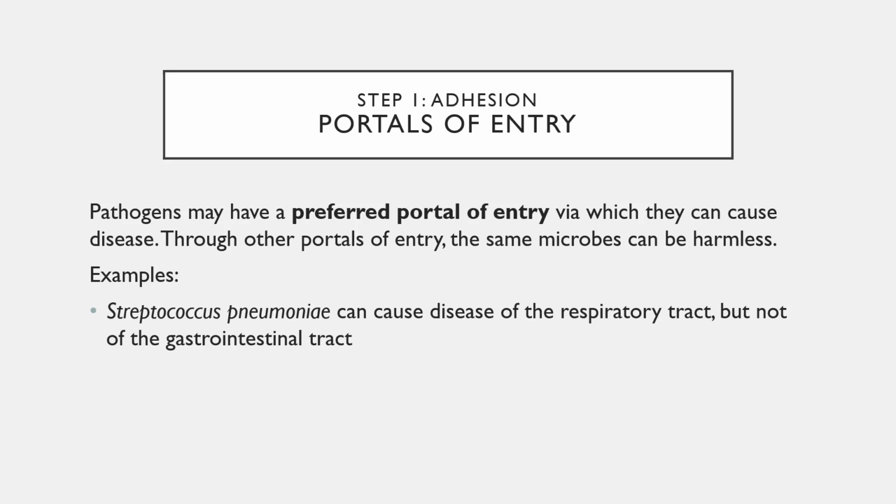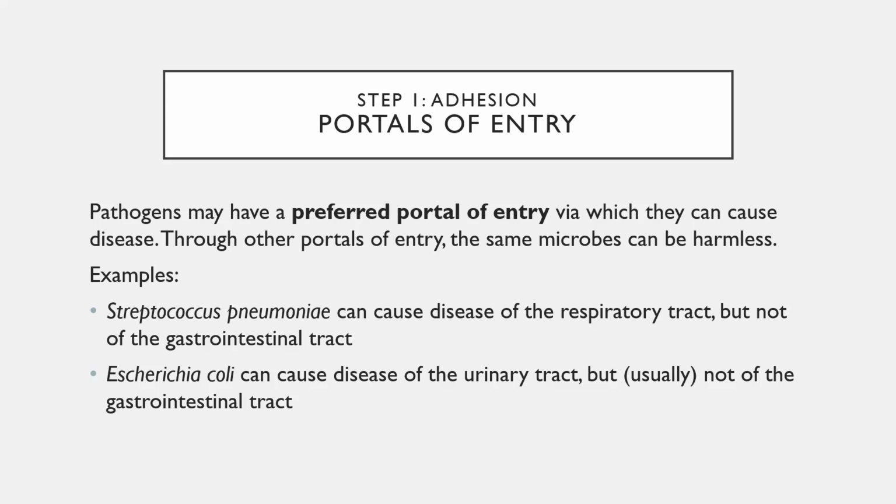Another example is E. coli. E. coli is one of the more common causes of urinary tract infections. However, it is typically harmless when found in the gastrointestinal tract. So, through some portals of entry, microbes may be pathogenic, and through others, they may be harmless.